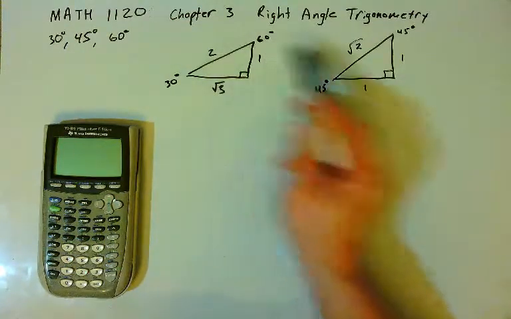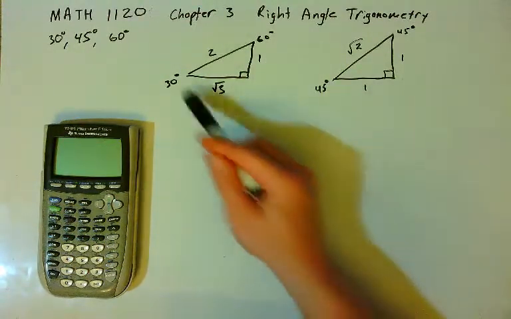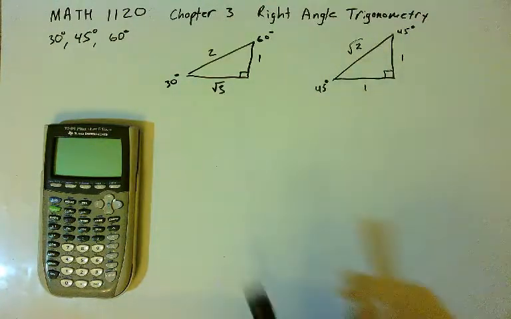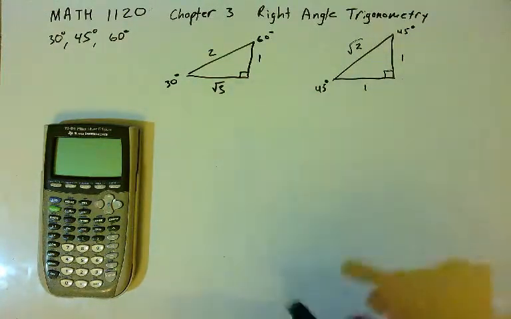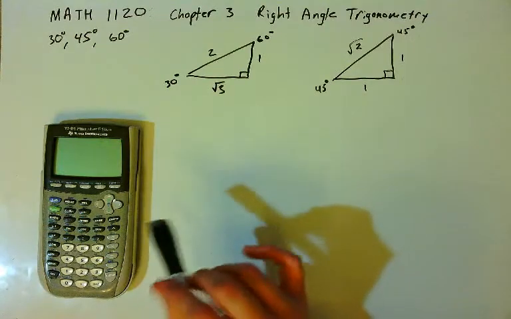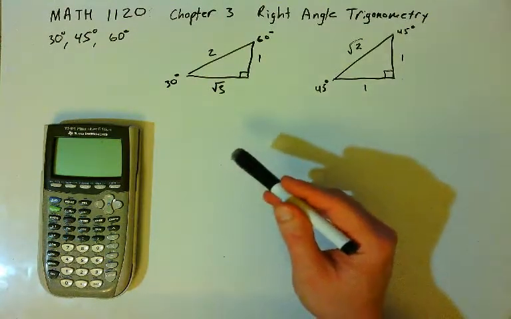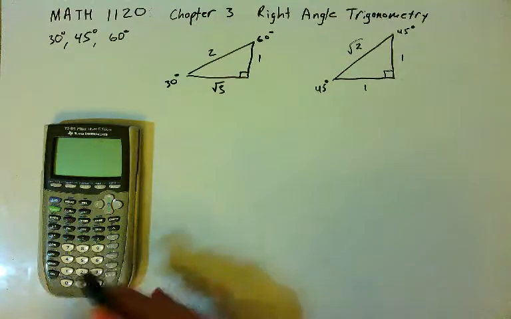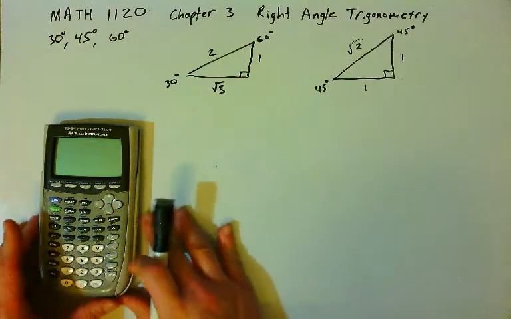If the angles were any other value, and there's infinitely many other values, right, with all the decimals, it's not going to be as easy to calculate the exact value of the trig functions for those angles. And so for that we're going to need to use our calculator. That'll make it a lot easier.